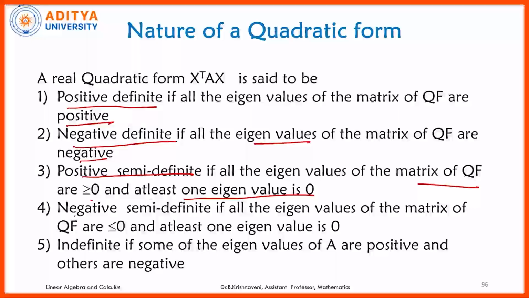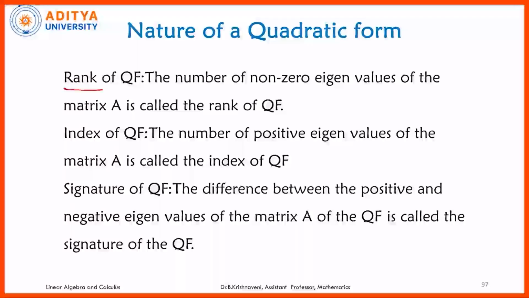equal to 0. Negative semi-definite if all the eigenvalues of the matrix of the quadratic form are negative and at least one eigenvalue is 0. Finally, we call it indefinite if both, that means some of the eigenvalues are positive, the others are negative. Next, we will decide what is the rank of the quadratic form.